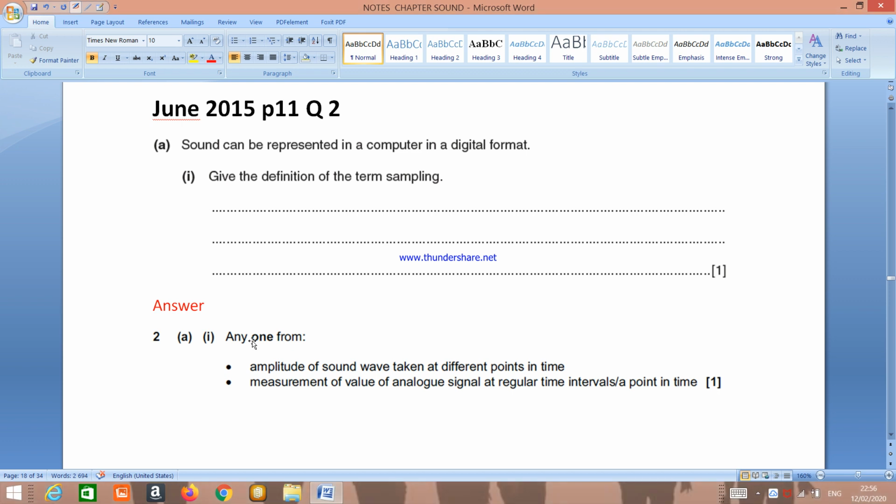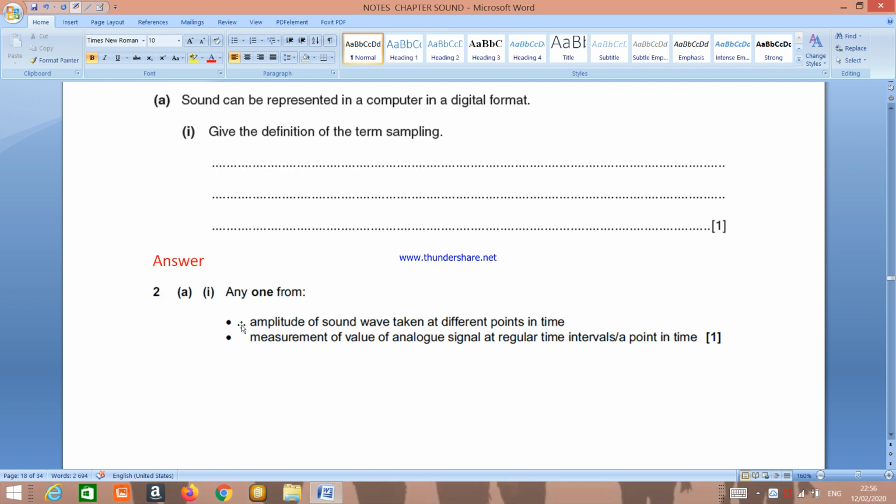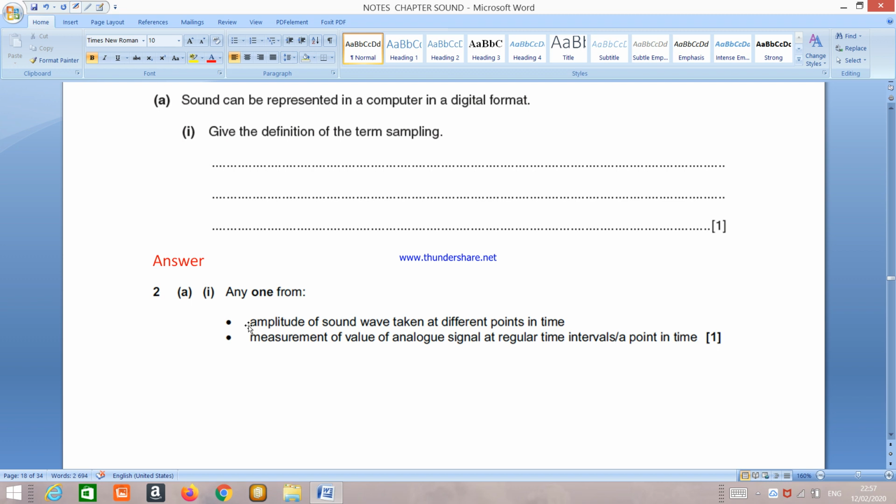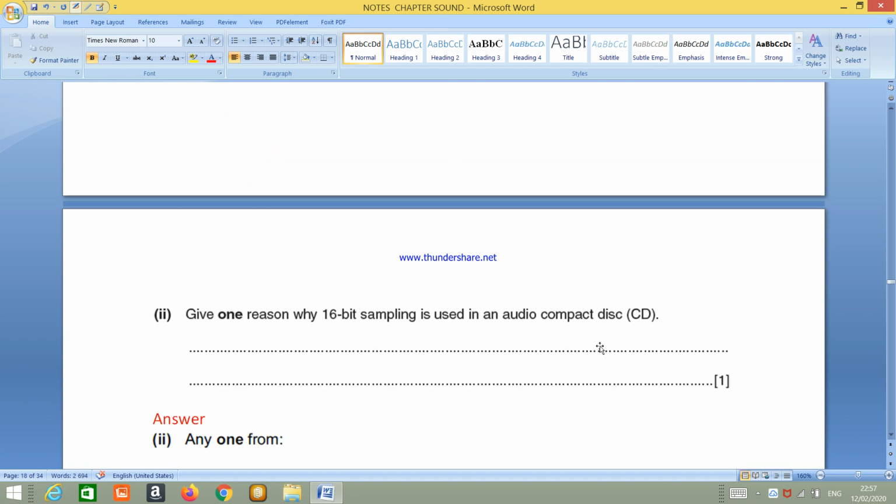Give a definition of the term sampling. Sampling means converting analog sound which naturally occurs into digital format so that it can be saved in a computer. That is, we measure the height of the sound wave, that is the amplitude of the sound wave, at regular points of time. We measure the value of the analog signal at regular points of time. This is what sampling is.